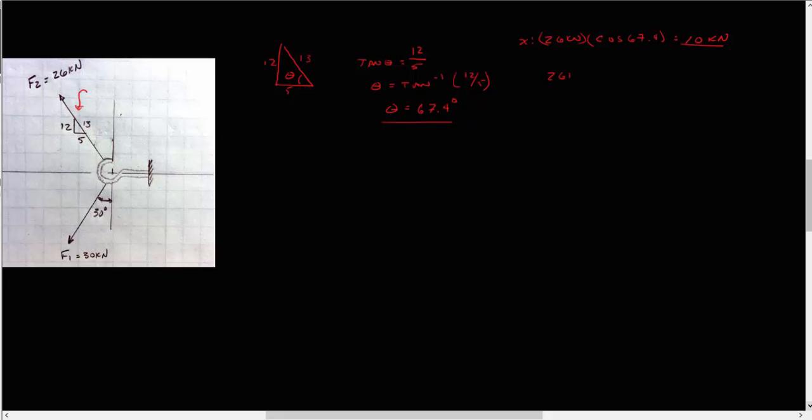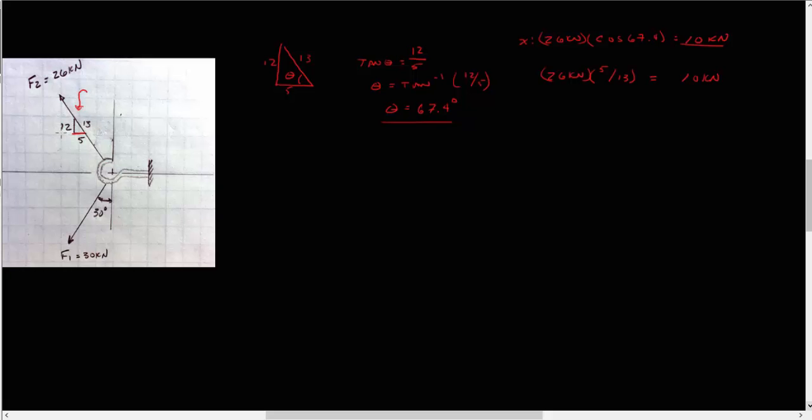I could say 26 kilonewtons, and I can use this triangle to solve for my x component as well. Since x is here, and that's 5, and my hypotenuse is 13, I could just say 5 over 13. Let's plug that in the calculator and make sure I did it right. And yes, that also equals 10 kilonewtons. So that saves you a step of solving for your angle, and it's real easy to say my x direction is the 5 and my 12 would be in the y direction.